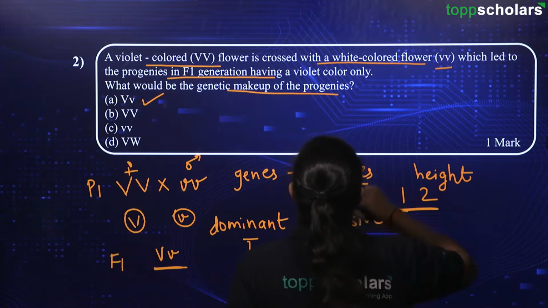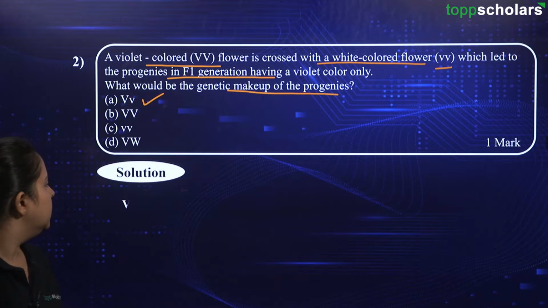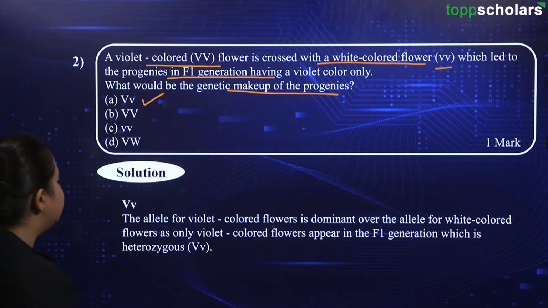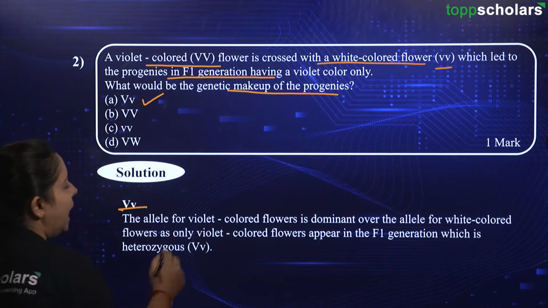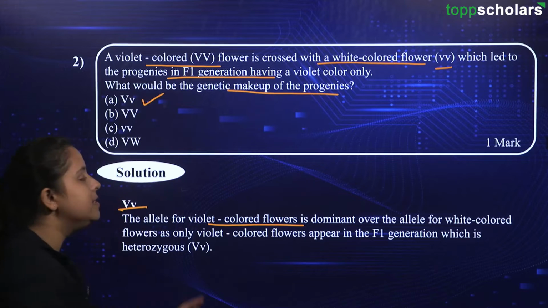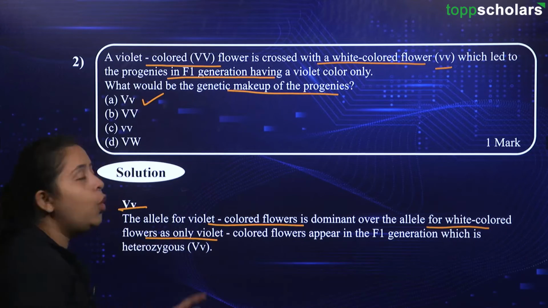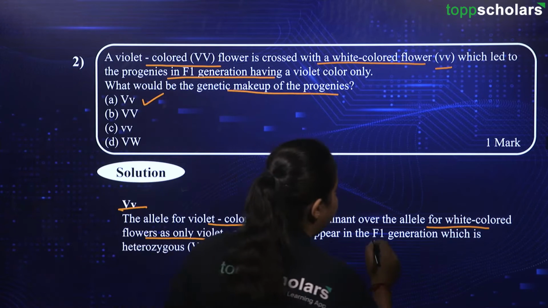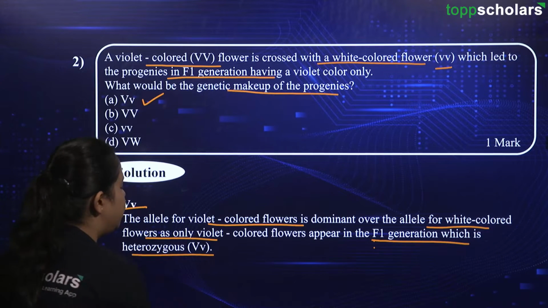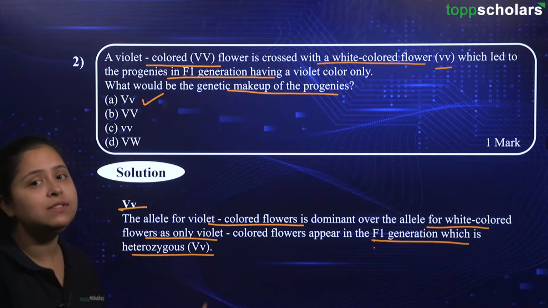Coming back to the solution part of our question, the correct answer is capital V and small v. The allele for violet colored flower is dominant over the allele for white colored flower, as only violet colored flowers appear in the F1 generation, which is heterozygous, that is capital V and then small v.